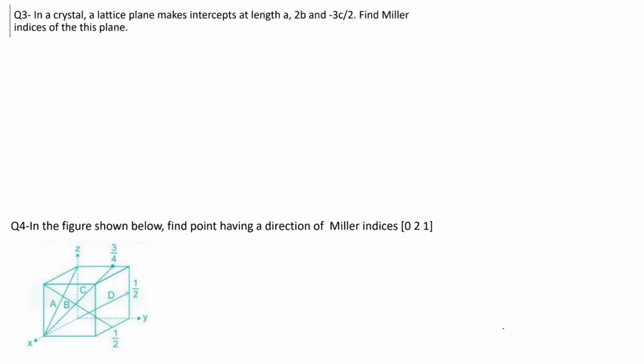Okay, now we will go to the next problem. The next problem is to find the Miller indices. The question is: in a crystal, a lattice plane makes intercepts of length a, 2b and minus 3c by 2. Find the Miller indices for this plane.